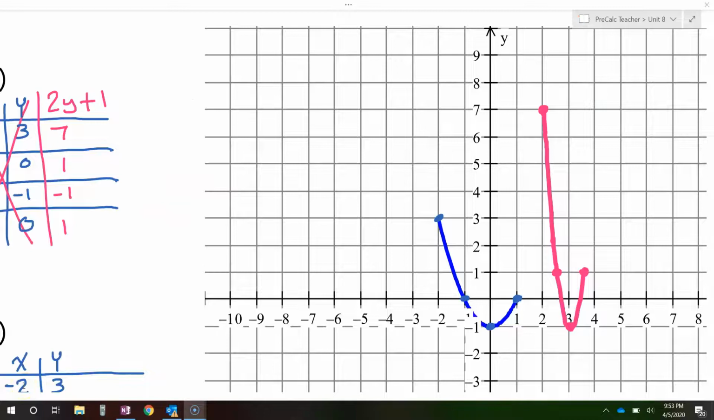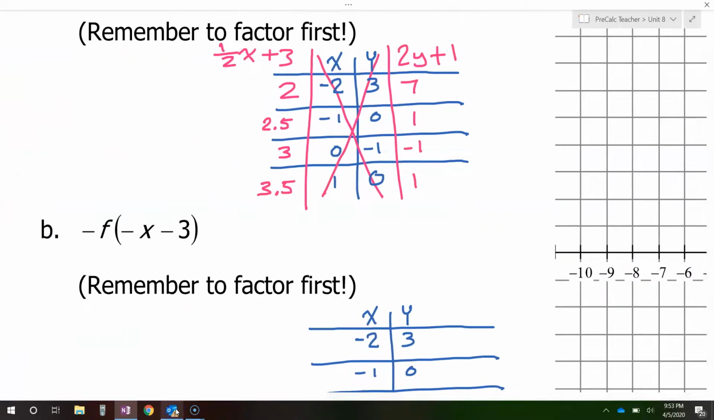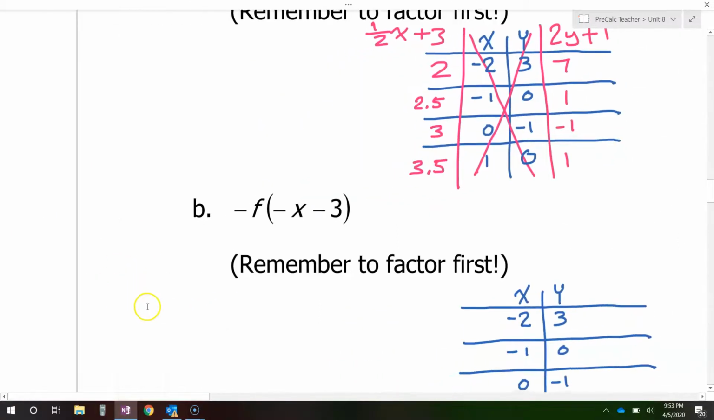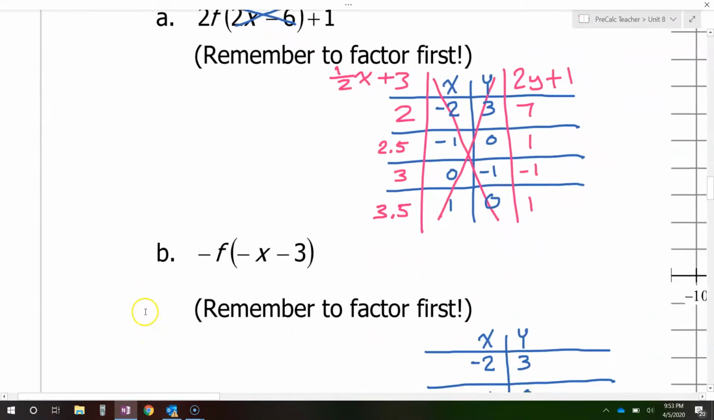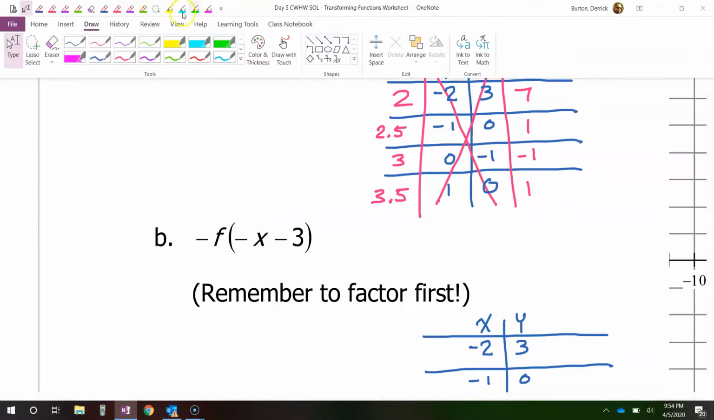And then if we just connect the dots, there you go. So we did all of the transformations. All right, now let's look at part B. For part B, and this is problem number 2, part B, watch out that we have to factor first.